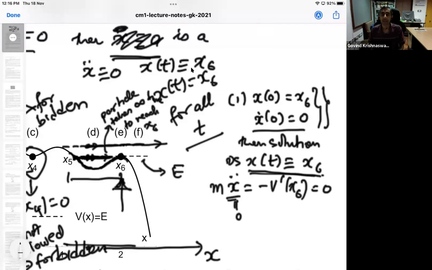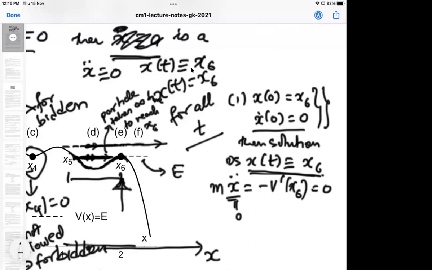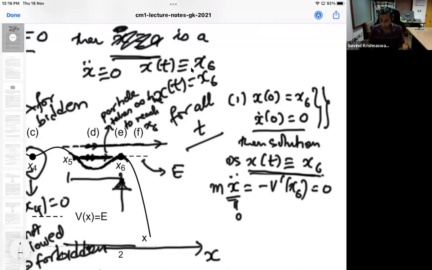Now I claim that there is another solution, but by the way, this solution, though I started it at t equal to 0, there is no harm. I can extend it somewhat backward in time. I can start it at -10 and -100 and -2000 time also. So there really is a solution where the particle is forever at x6 from the infinite past to the infinite future. Are you comfortable with that kind of solution? Yes, sir.